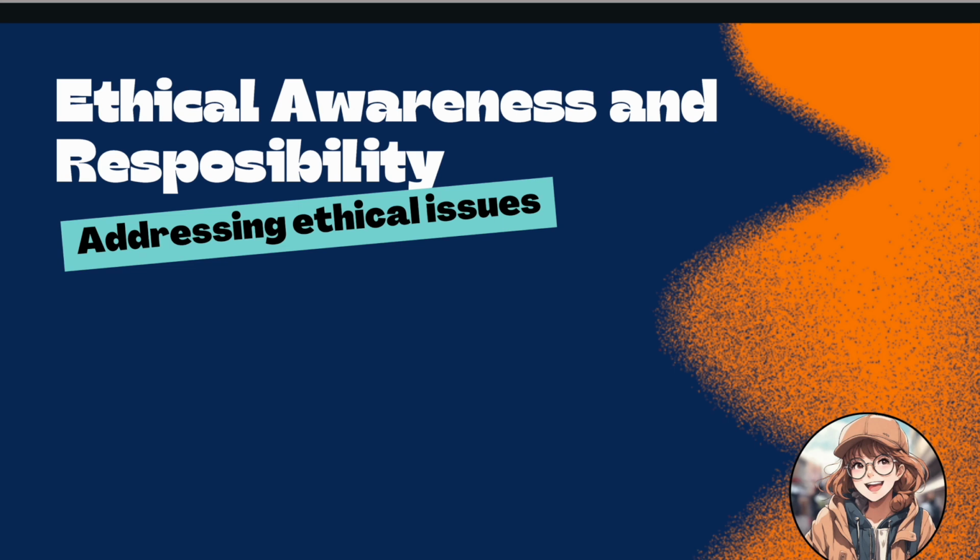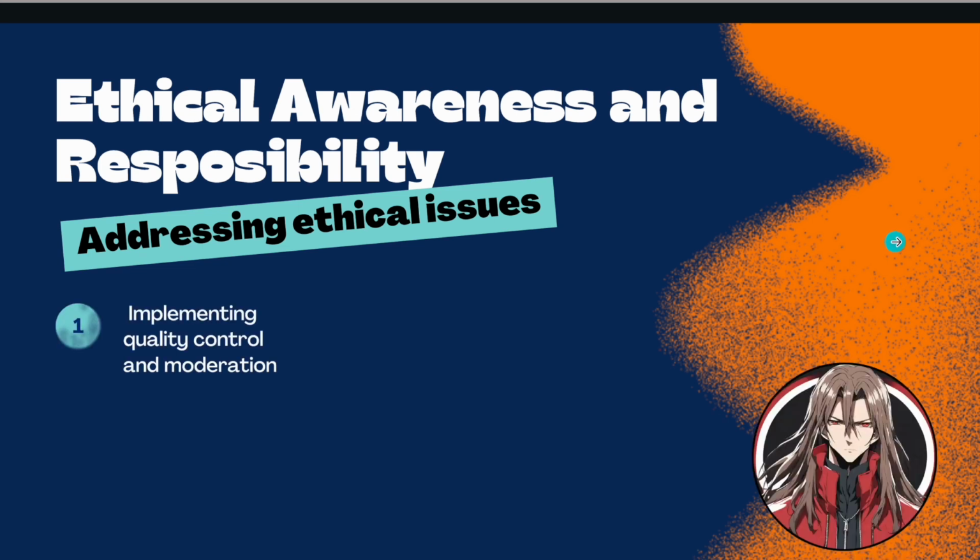Some possible ways to address these ethical issues are implementing quality control and moderation. AI image generation systems should have mechanisms to ensure the quality and accuracy of the generated images, as well as to detect and remove harmful or offensive content. Human oversight and intervention should also be involved to verify and correct the outputs.